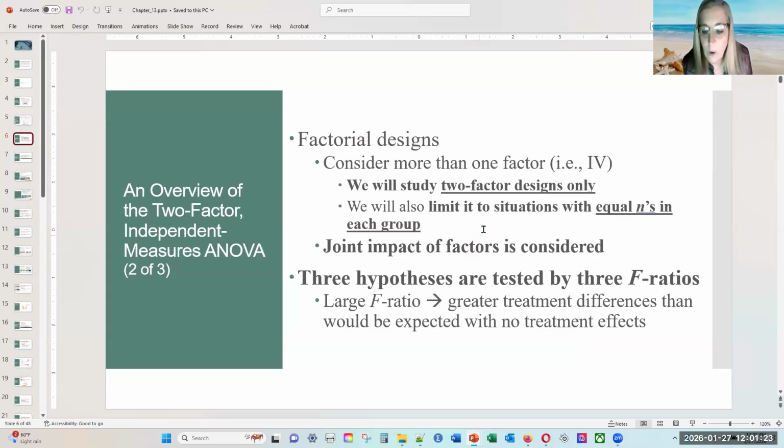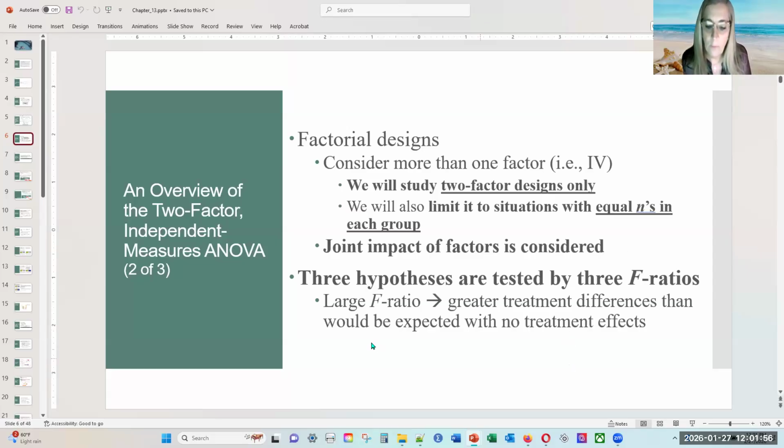Like I mentioned, it can get more complicated, but we are just going to learn about two-factor designs only, and also we'll be looking at how to calculate where each of the groups or conditions have an equal number of people in each of them, all right? All right, and we will also be looking at the joint impact of factors when they're considered together and how they affect your independent or your dependent variable, pardon me.